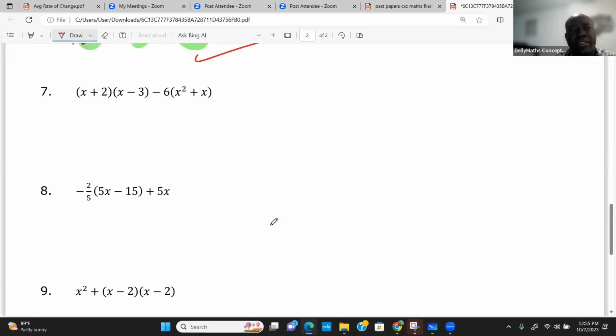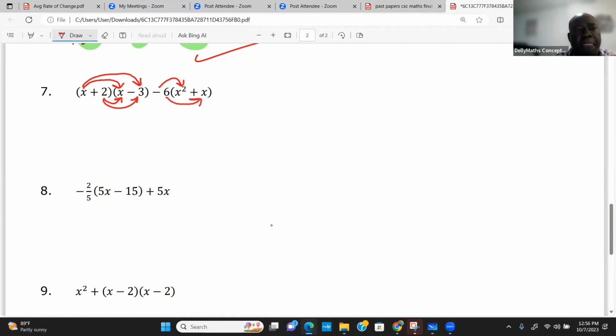Now let's take a look at number 7. With number 7, I'm going to multiply 2 binomials. Then I'm going to distribute this constant within. So in multiplying my binomials, I'm going to execute this. x will go with x, then the x is going to multiply with the negative 3. Then 2 will multiply with x, then 2 will multiply with negative 3. In the other section, this negative 6 will multiply with the x squared. Then it's going to multiply with the x.